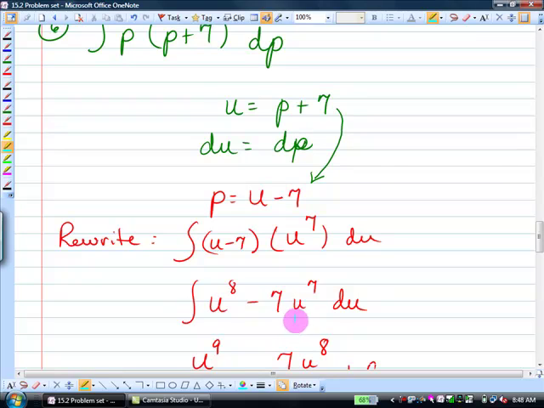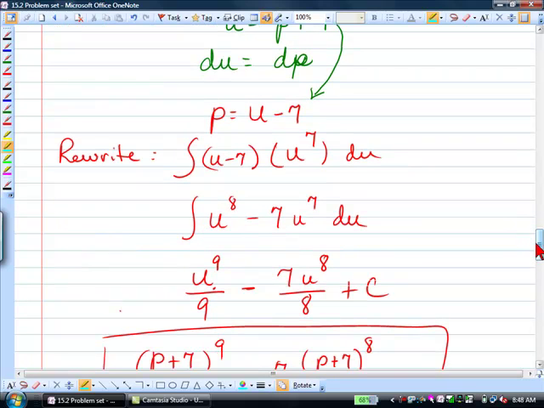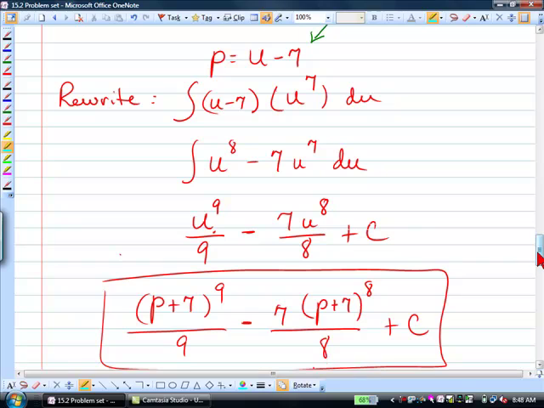Now you have two little pieces. What's the integral of u to the 8th? U to the 9th over 9. Okay? And then we have minus 7 u to the 8th over 8 plus c. And the last step is just plugging in the pieces that we substituted. And your final answer is there.